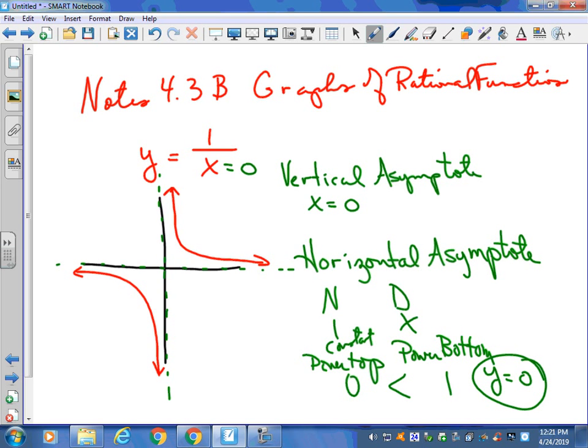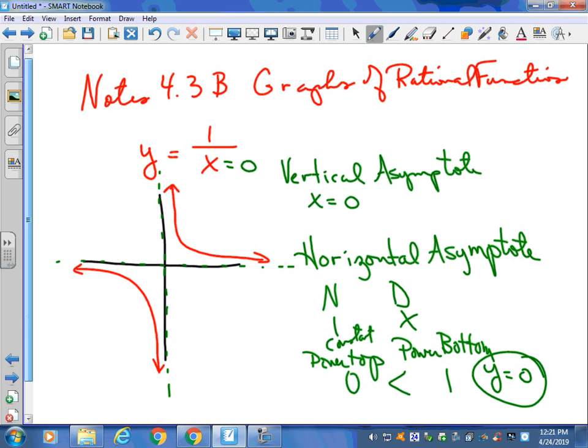Now, those are numbers that the problem will never be. It can't be 0 in the denominator because that makes it undefined. It can't be 0 as a whole for y because 1 over anything is never going to divide to make 0.